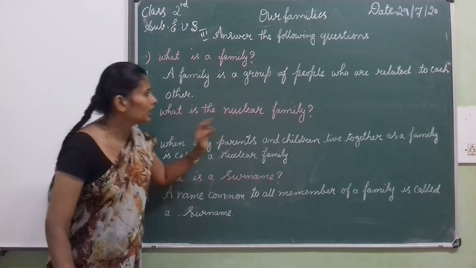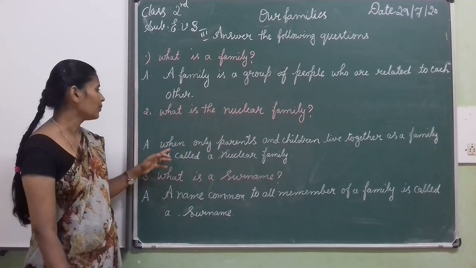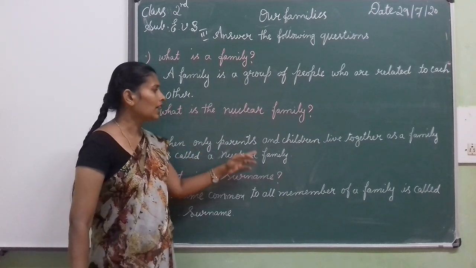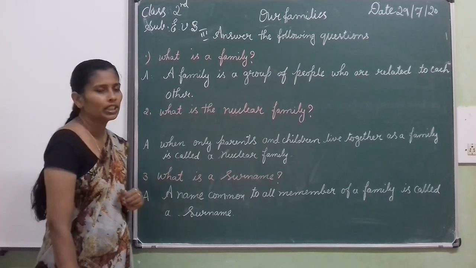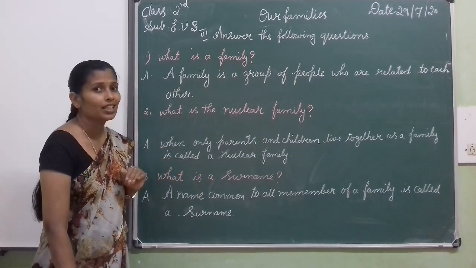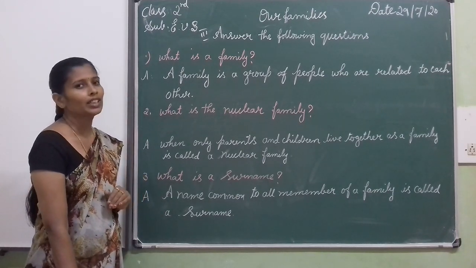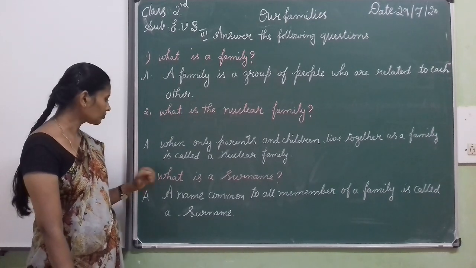What is a nuclear family? When only parents and children live together as a family, it is called a nuclear family. Children, when only parents and children live together as a family, it is called a nuclear family.